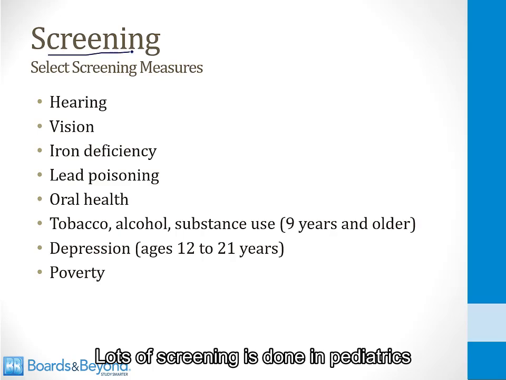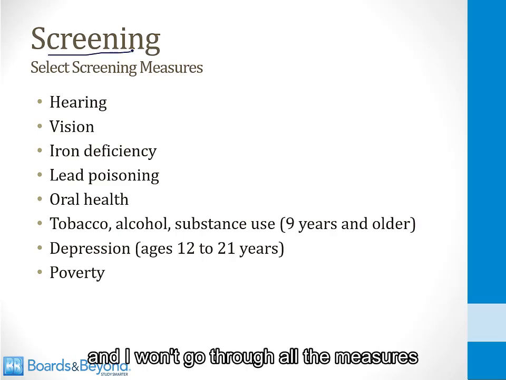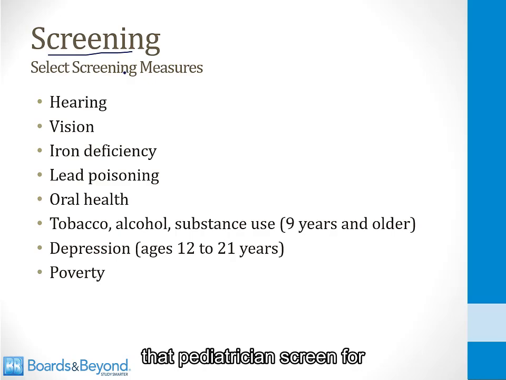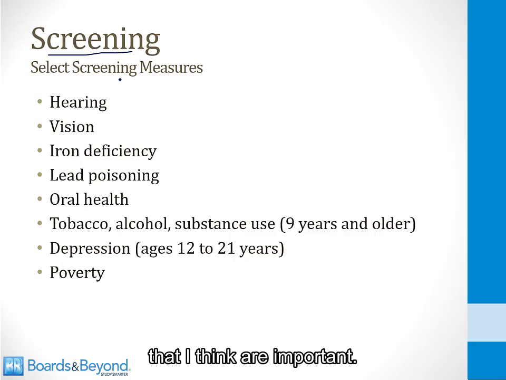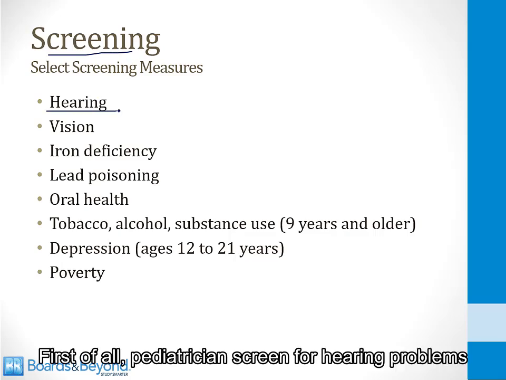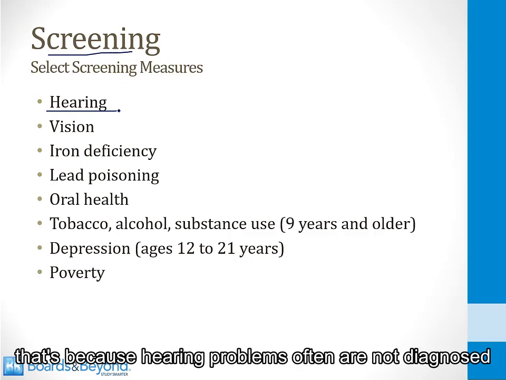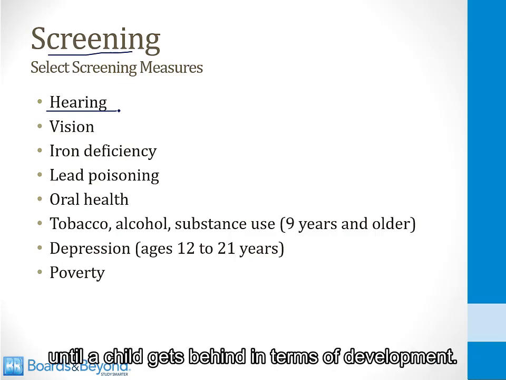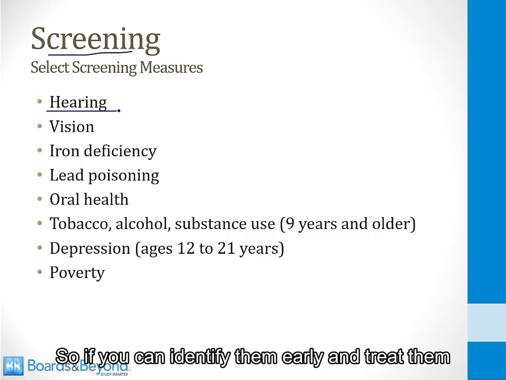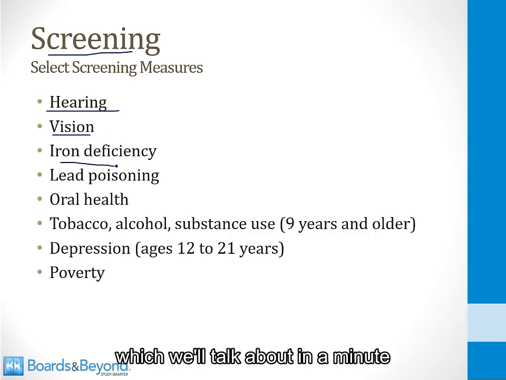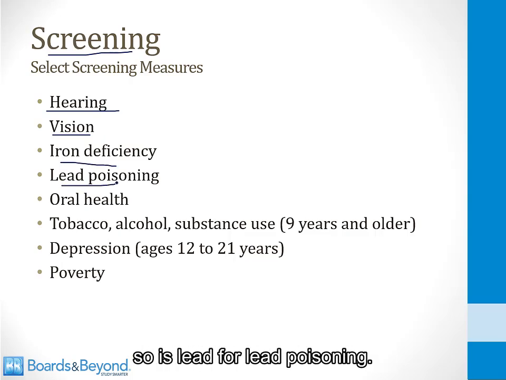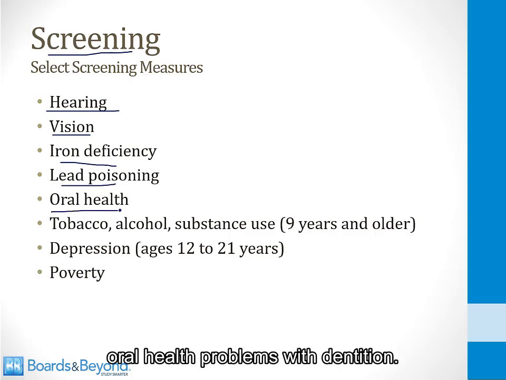Lots of screening is done in pediatrics, and I won't go through all the measures that pediatricians screen for, but I've listed a select few on this slide here that I think are important. First of all, pediatricians screen for hearing problems. That's because hearing problems often are not diagnosed until a child gets behind in terms of development. So if you can identify them early and treat them, the child will develop normally. Same is true for vision problems. Iron deficiency is screened for, which we'll talk about in a minute. So is lead for lead poisoning. Children are screened for oral health.